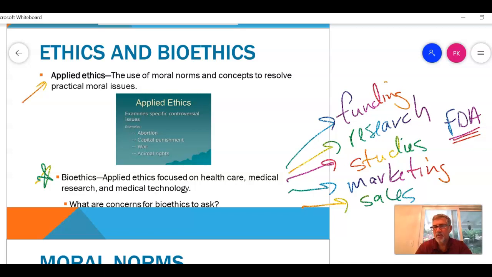Studies, right? We do double-blind studies. And the reason why we do is we want to limit influence, right, by the funding organization.